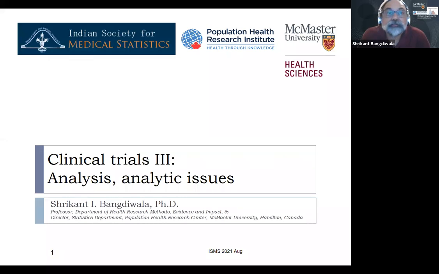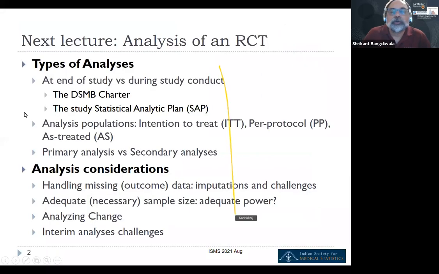Today is the fun part, right? Today is the part where statisticians enjoy most, which is the analysis part. And so thank you for joining today. So we're going to be talking about different types of analyses, and we'll talk about where these occur during the conduct of a study and who we analyze and what we analyze.